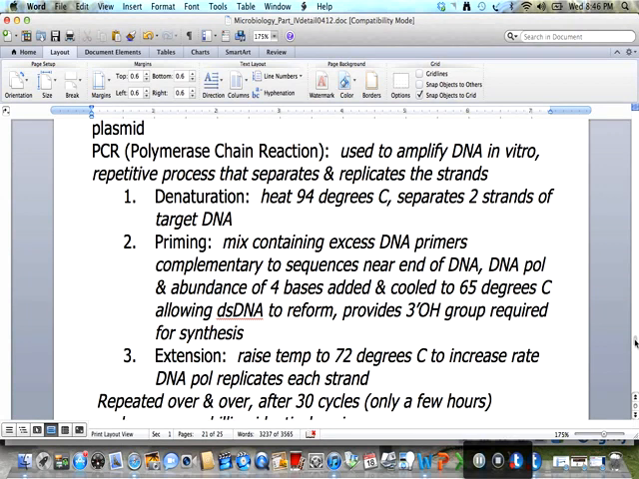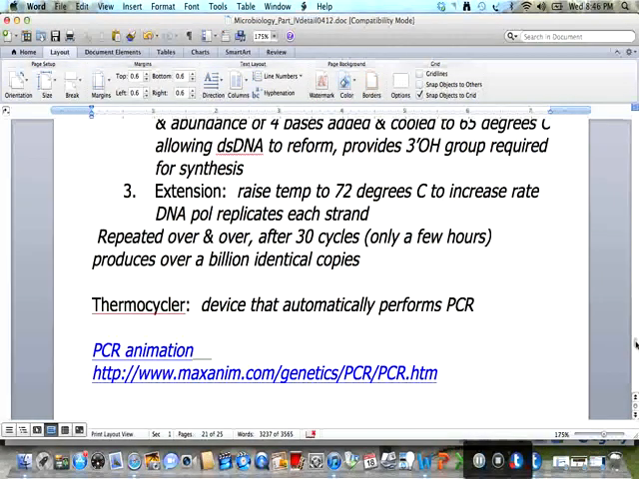After 30 cycles, needing only a few hours, over 1 billion identical copies are produced. While this used to be done by hand, it is now done automatically using a thermocycler. Here's a brief animation on PCR.